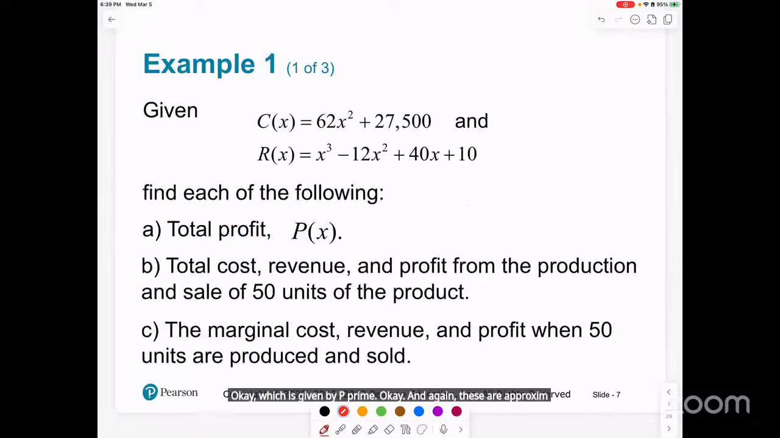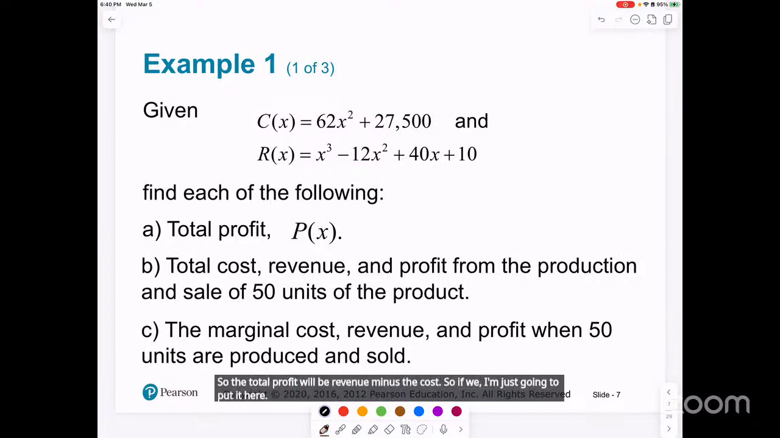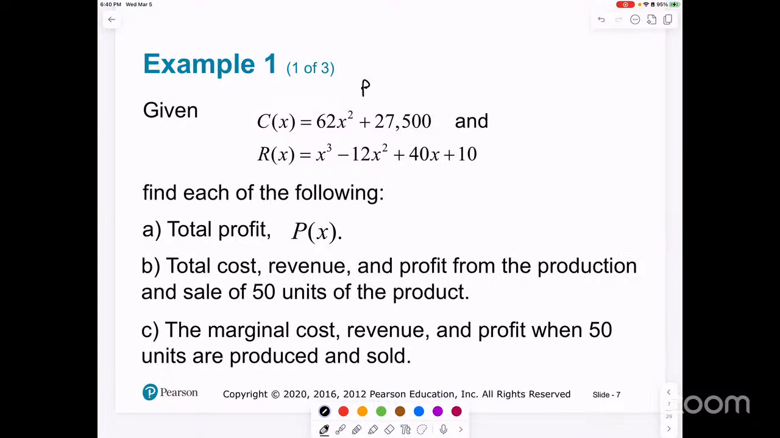Given this cost and revenue function, find the total profit, total cost, revenue and profit from the production and sale of 50 units, and then the marginal cost, revenue and profit when 50 units are produced and sold. So the total profit will be revenue minus the cost.